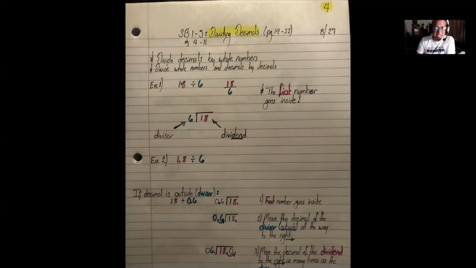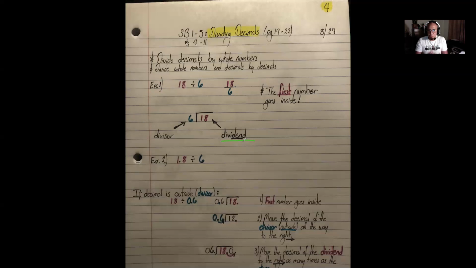So in this case, the 18 comes first. Therefore, the 18 is going to go inside the division box. Again, the first number goes inside. And so with that in mind, obviously the second number is going to go outside. So the first number is being divided by the number on the outside. The name of the number that goes inside the division box is called the dividend.